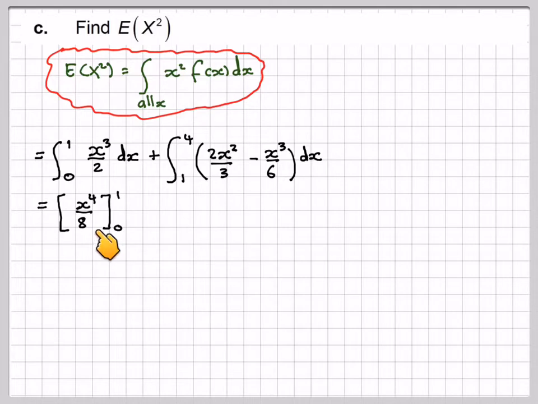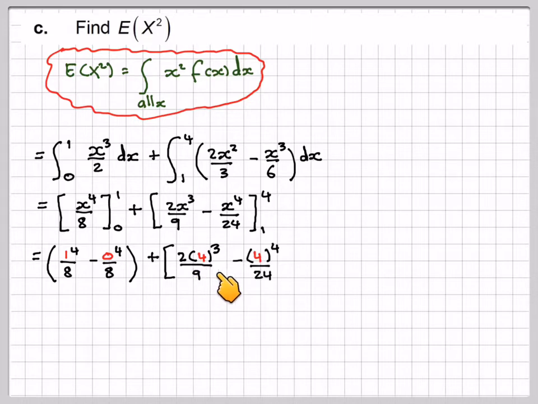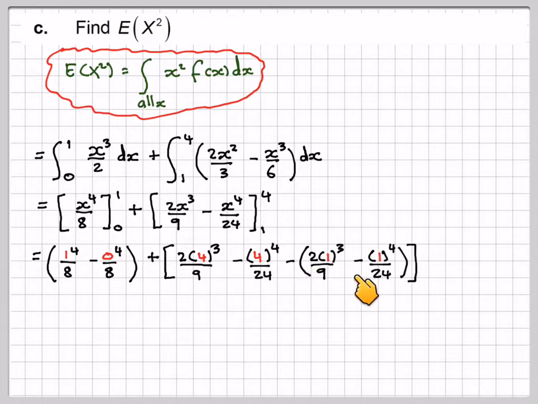So they're going to be x to the 4 over 8 when I integrate between 0 and 1, plus 2x cubed over 9 minus x to the 4 over 24 between 1 and 4. Putting in the limits, I'm going to get 1 over 8 minus 0 over 8, plus 2 times 4 cubed over 9, minus 4 to the 4 over 24, minus in brackets 2 times 1 cubed over 9 minus 1 to the 4 over 24.